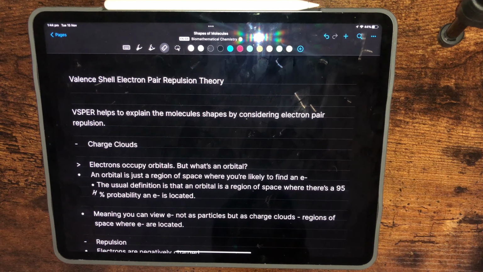The usual definition is that an orbital is a region of space where there's 95% probability that an electron is located, meaning that you can view electrons not as particles but as charge clouds, or regions of space where an electron is located. You can also draw lone pairs like this. Think of electrons more like this.